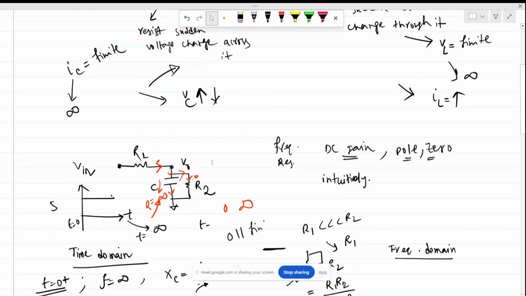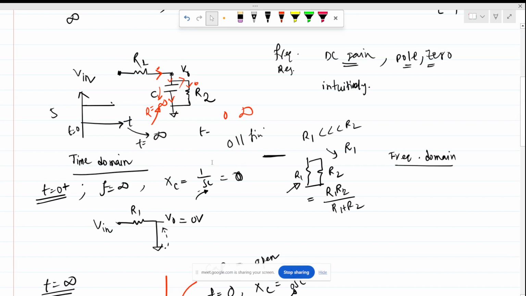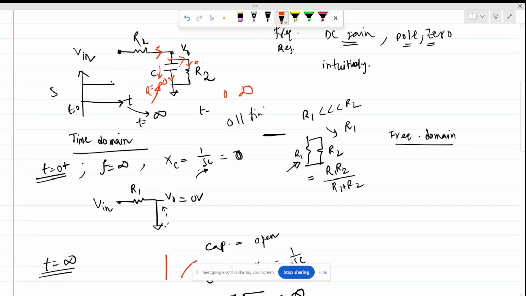Now, if we do the frequency domain response, what do we need? We need the DC gain, right? What will be the DC gain in this circuit? At DC, how does the capacitor behave? The capacitor is open. Then what will be the V out by V in at DC?